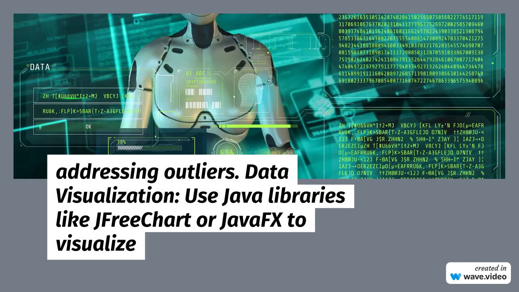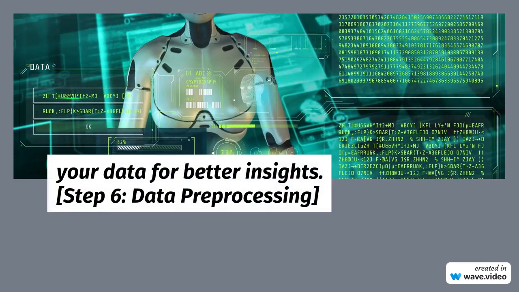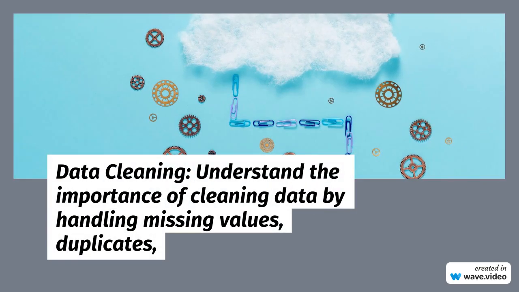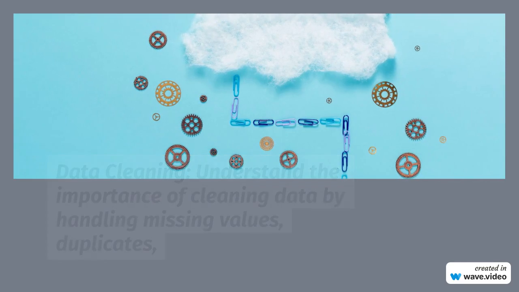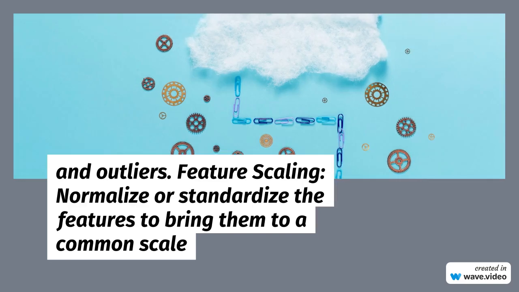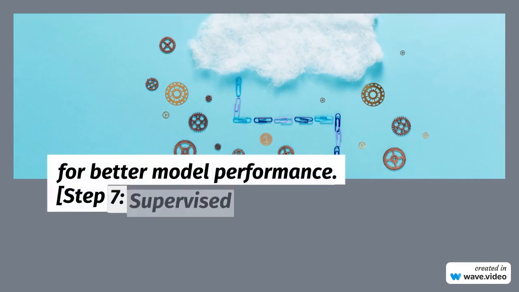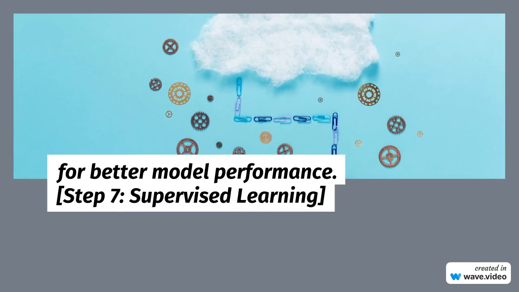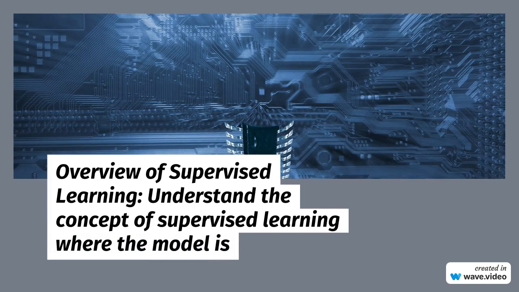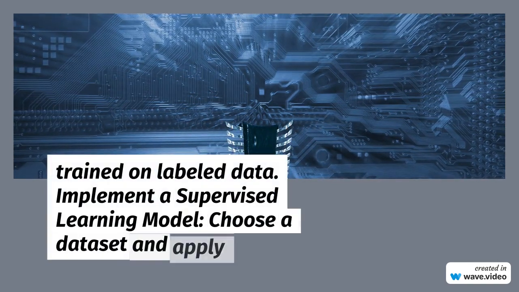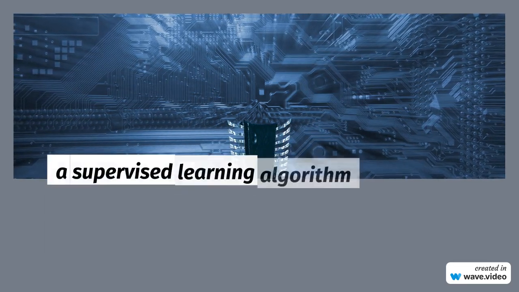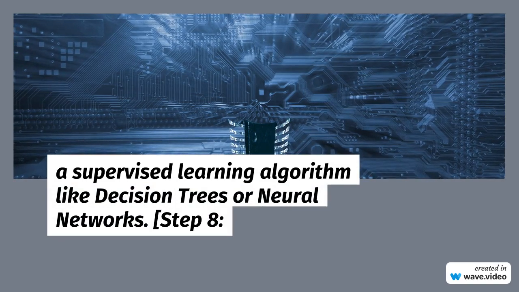Step 4: Data handling and pre-processing. Data acquisition: learn how to collect and import data into your Java project, either from files or databases. Data inspection: explore your dataset to understand its structure, features, and data types. Data pre-processing: clean the data by handling missing values, removing duplicates, and addressing outliers. Data visualization: use Java libraries like JFreeChart or JavaFX to visualize your data for better insights.